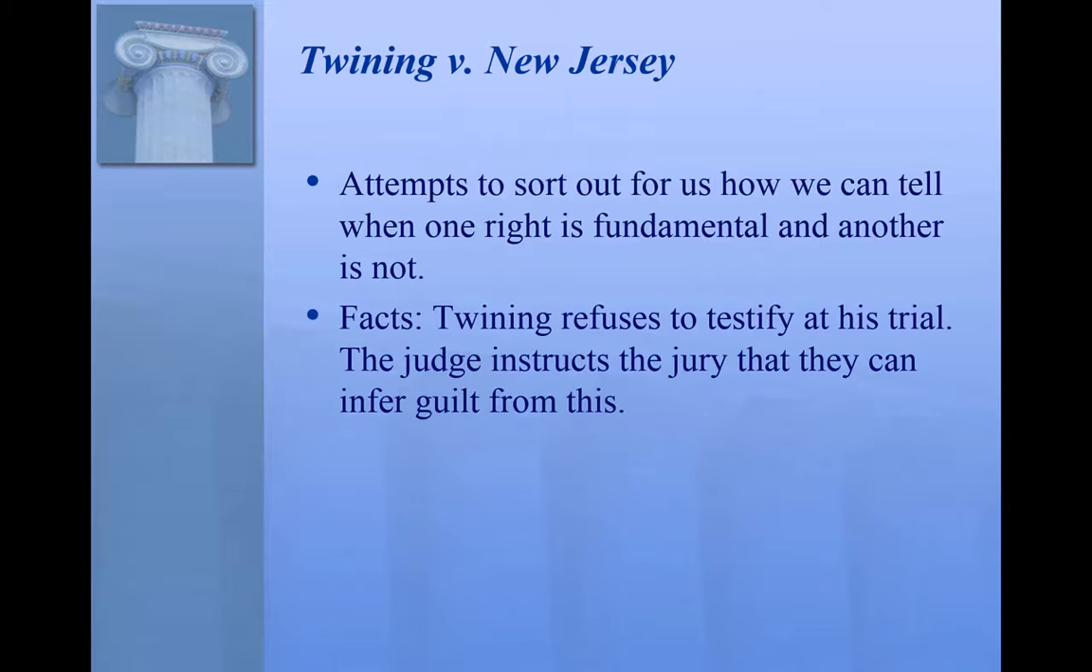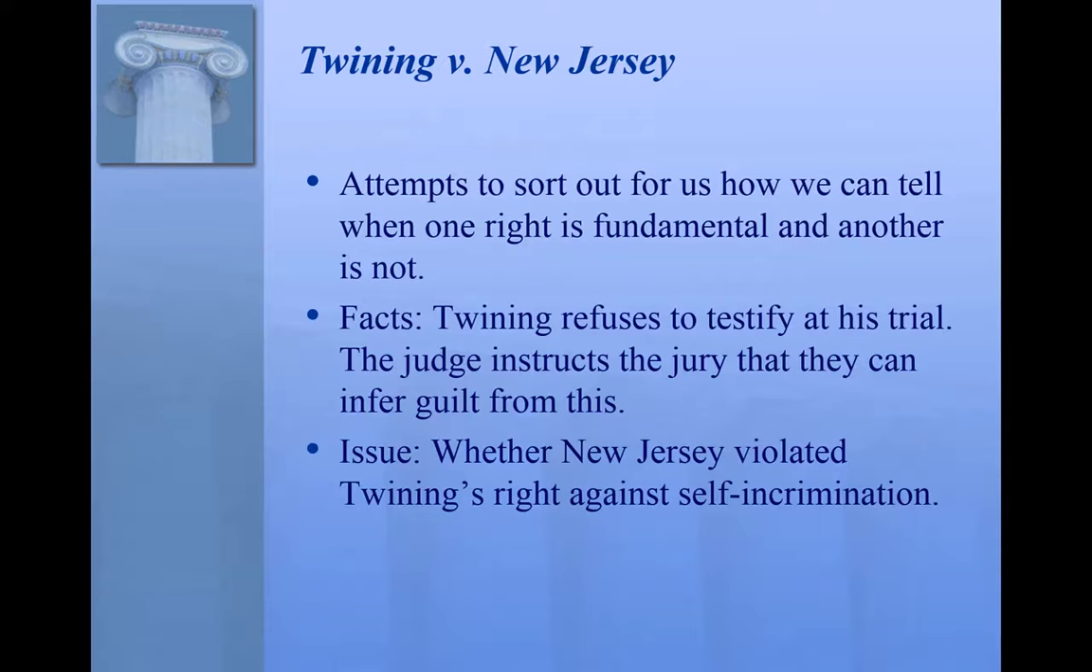So the facts are that Twining was a banker who cooked the books. He got caught, and at his trial he refused to testify. The judge instructed the jury, at one point, that they can infer guilt from his failure to take the stand in his own defense. So the issue here is whether New Jersey violated Twining's right against self-incrimination and deprived him of that right in violation of the Due Process Clause of the 14th Amendment.